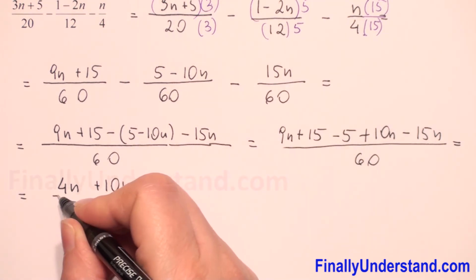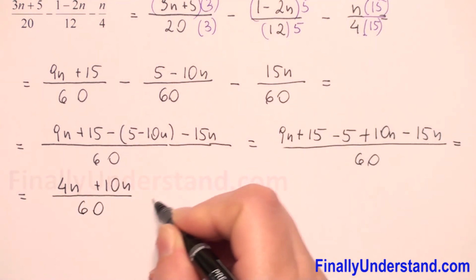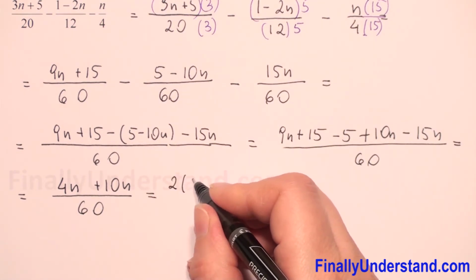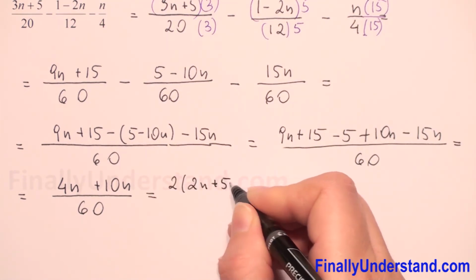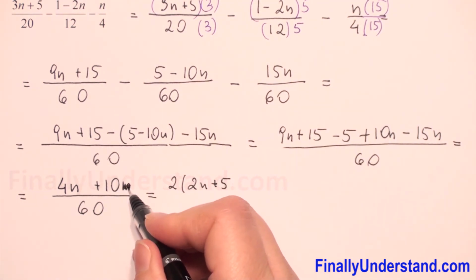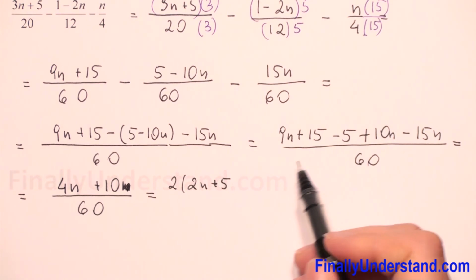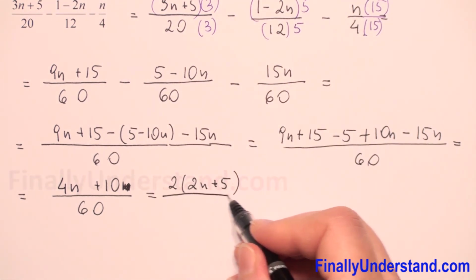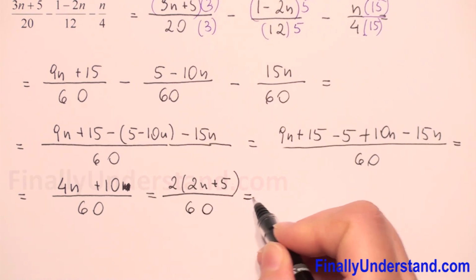10, over 60. Now we can factorize 2 in the numerator, so it will be 2 times (2n plus 5). Of course we don't have n here, just 10, because 15 minus 5 is 10. And in the denominator we have 60.